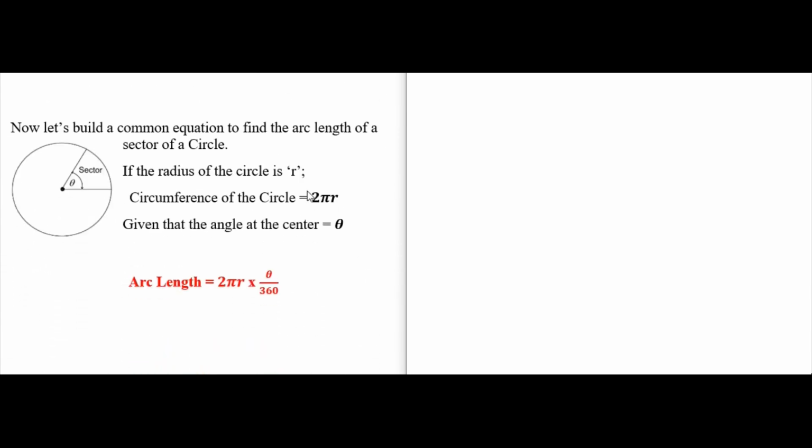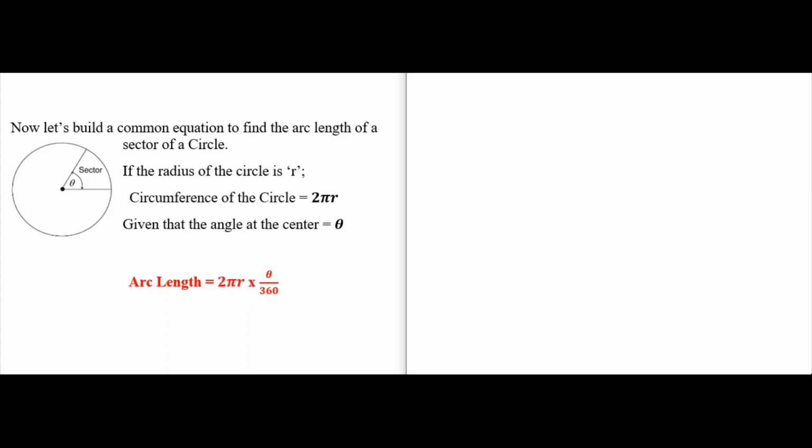Before that, we have to find a common equation. Now, we're not going to get questions only with 180 degree angled circles and 90-degree angled circles. So we should have a common equation to find the arc length.